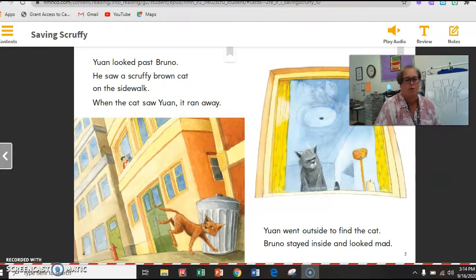Yuan looked past Bruno. He saw a scruffy brown cat on the sidewalk. When the cat saw Yuan, it ran away. Yuan went outside to find the cat. Bruno stayed inside and looked mad.